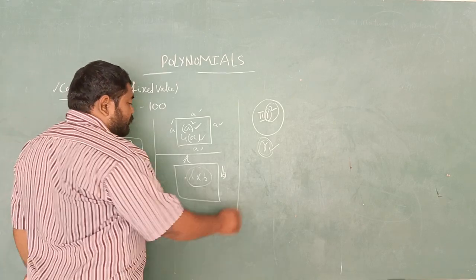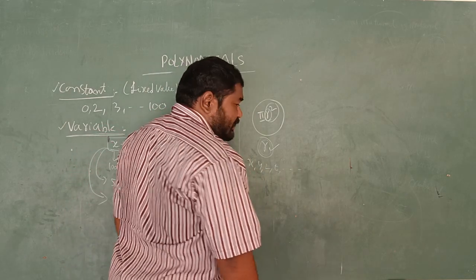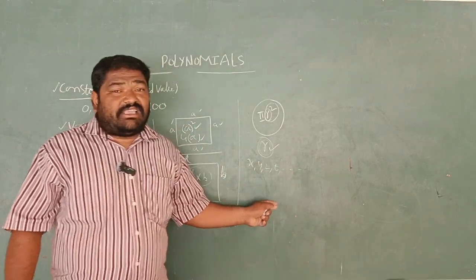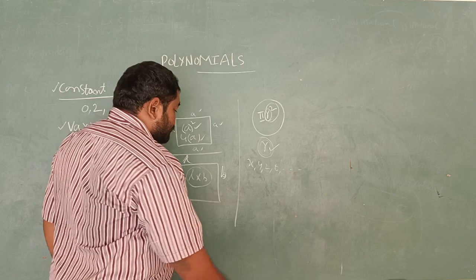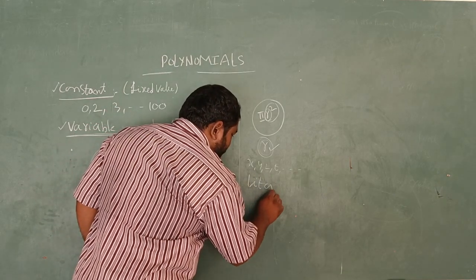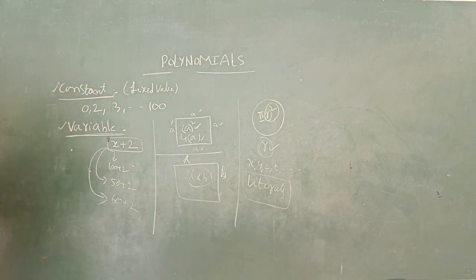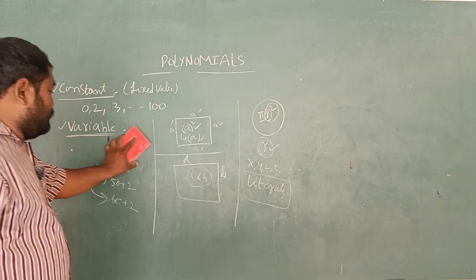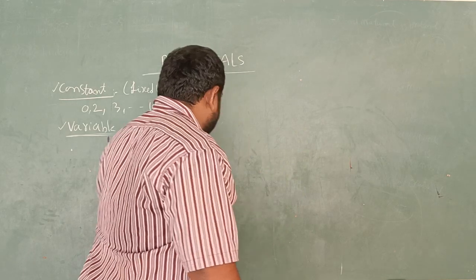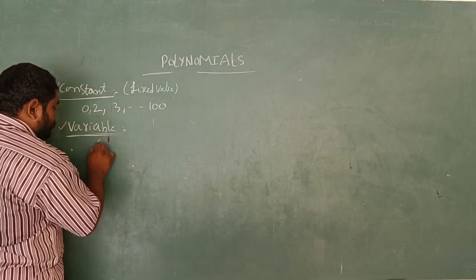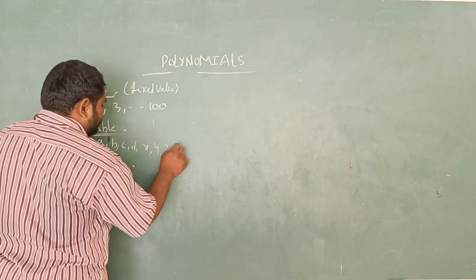In general, we use alphabets: X, Y, Z, T, something like that. In general, we use alphabets as variables. That's why variables are also called literals. This is regarding variables. What are the examples? X, Y, Z, T, whatever it may be. That's why variables are also called literals: A, B, C, D, X, Y, Z, T, and so on.